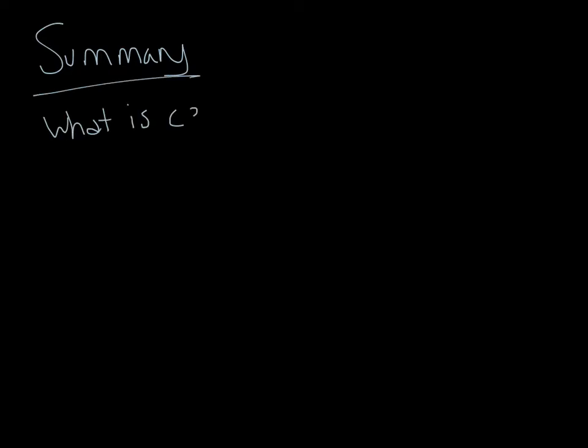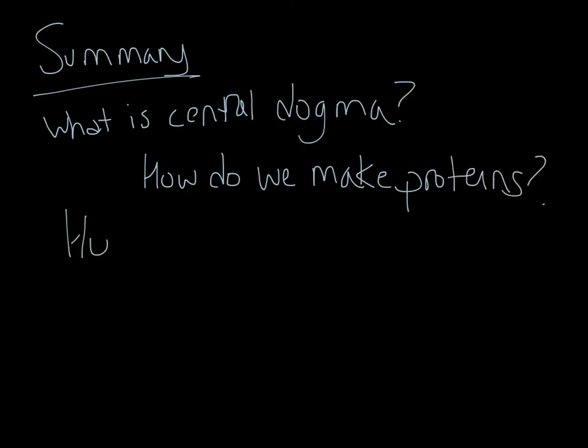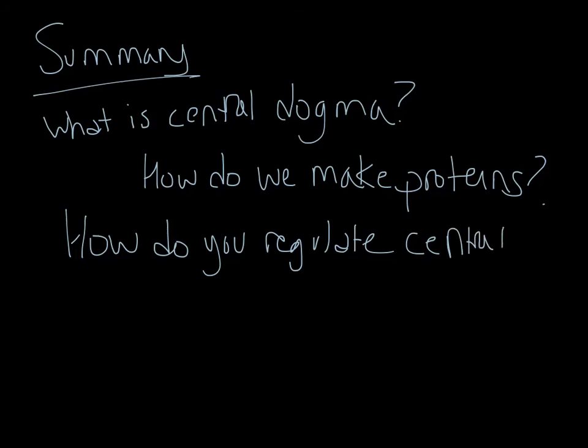In summary, at the end of this lecture, you should be able to answer two major questions. What is the central dogma, or how does our genotype affect our phenotype? Or another way to ask it, how do we make proteins? And the other question is, how do you regulate this process? You can find more details in your book or from another lecture, but this was the down and dirty version of gene expression.